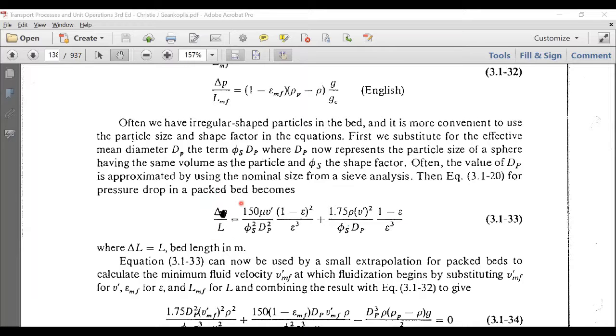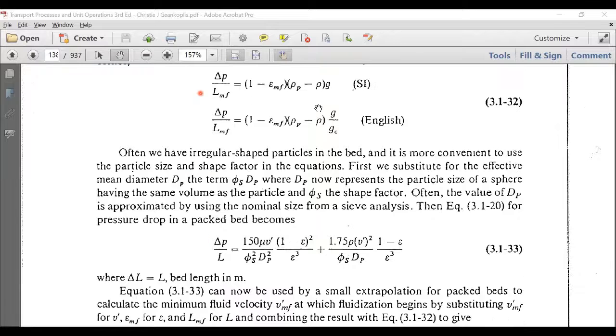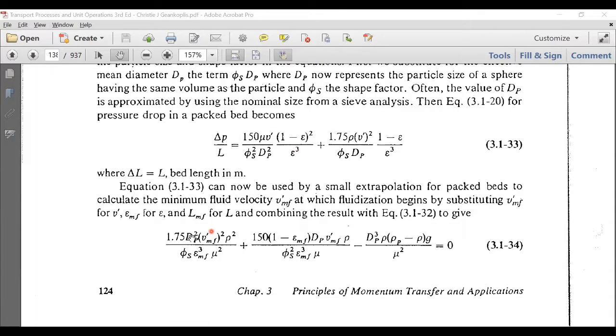This is for packed bed, right? This is for minimum fluidization. Well, I can combine these two, but I need to change this to LMF. This becomes VMF accent. This becomes epsilon MF. So it becomes like this, after some mathematical arrangement.